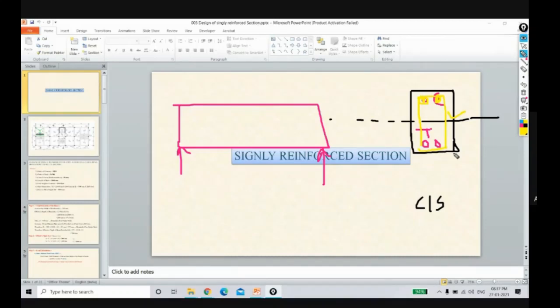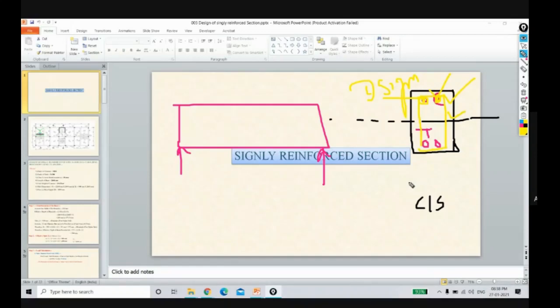But from the field point of view also, what is the difference between singly and doubly reinforced section? In a singly reinforced section we provide the nominal reinforcement at the top, and in a doubly reinforced section we provide the design reinforcement at the top. That is the main difference. Means if design reinforcement is required on the compression side, that particular beam is called a doubly reinforced section. And if you are providing nominal reinforcement at the top, the section is called a singly reinforced section.